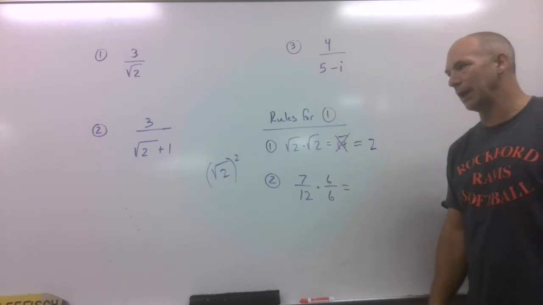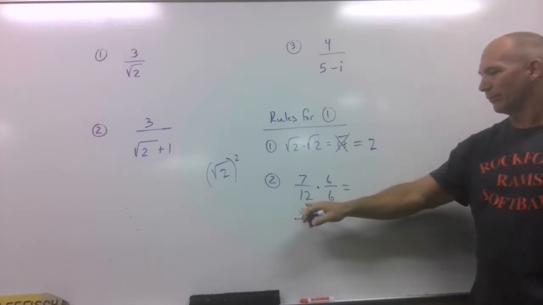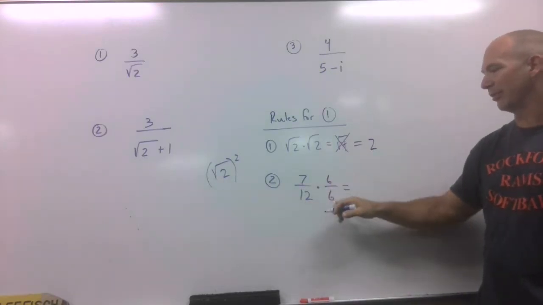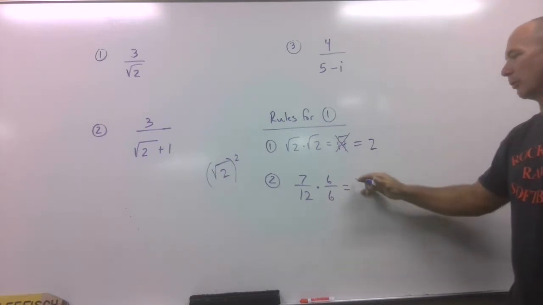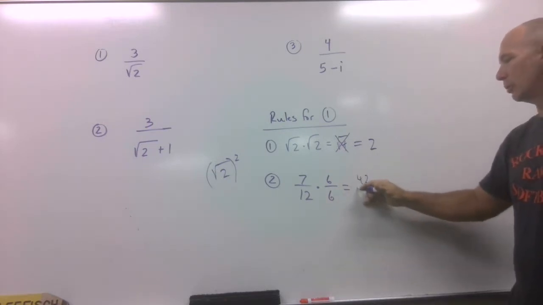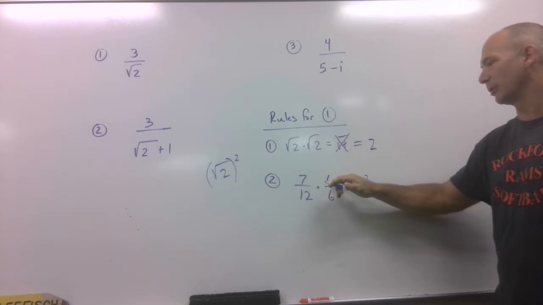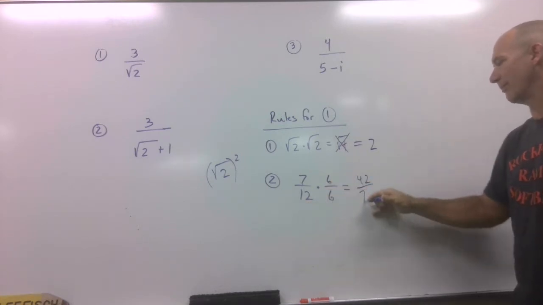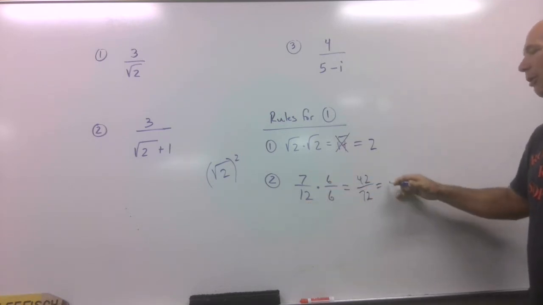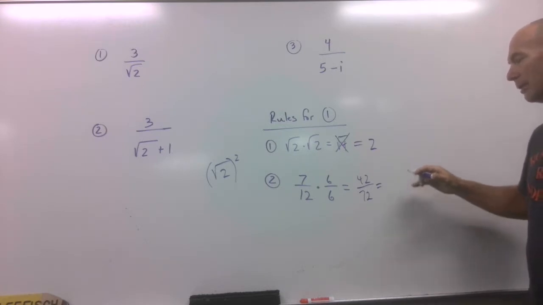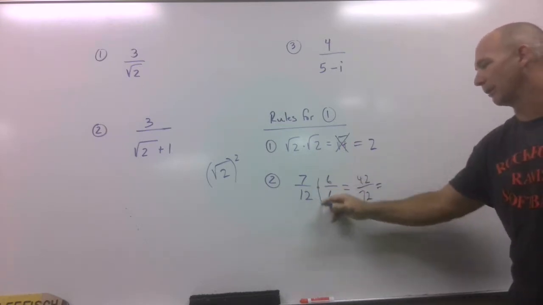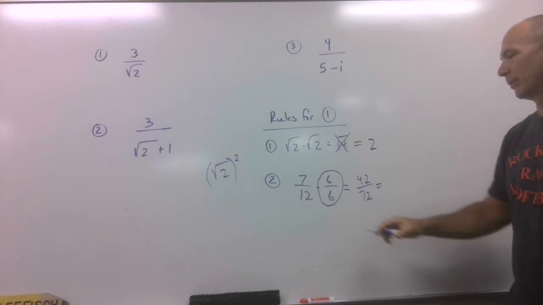You're like, okay, yeah. But now look at this, 7/12 times 6 over 6. Well, some of you would go, oh, that's 42. The 7 times 6 is 42. 12 times 6 is 72. Then you would take a long time to reduce it. Now, I want you to notice something. What's 6 over 6? 1.